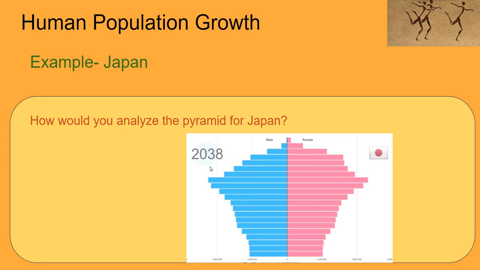Hey, here's a question for you. How about Japan? Boy, this doesn't look like a pyramid at all, does it? Well, let's analyze it. A narrow base indicates a very, very low birth rate. Not only is it not steep and not vertical, it looks like it's bulging out here.